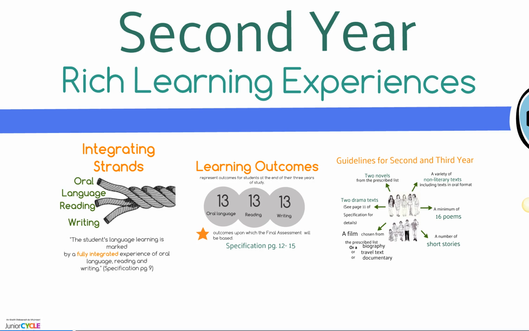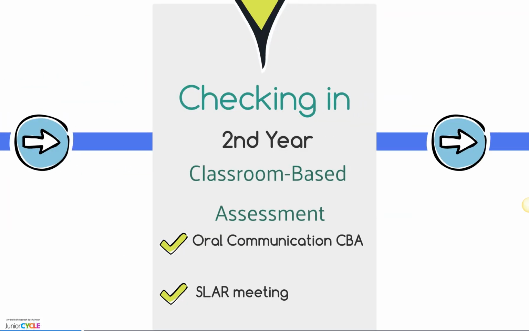to 15. We also have guidelines for text choice for second and third year students, and texts are chosen from prescribed lists at this stage of the learning journey. It is at the end of second year then that we're presented with the first classroom-based assessment, the Oral Communication CBA, which is of course followed by our first SLAR meeting. We will discuss this in detail in a moment.